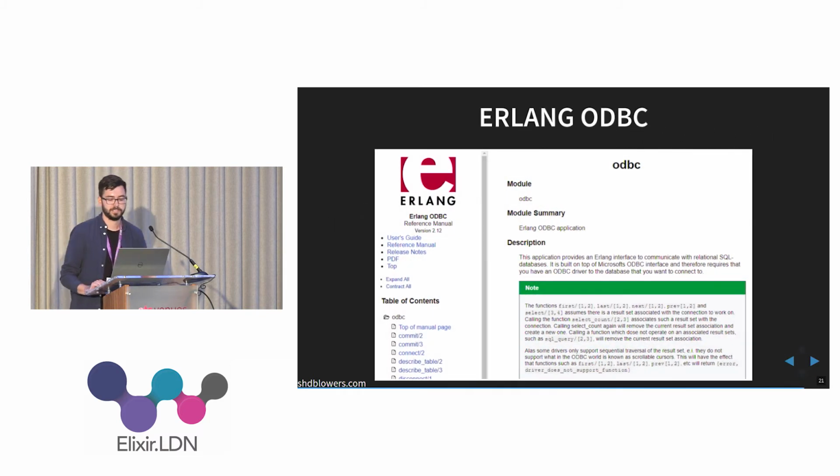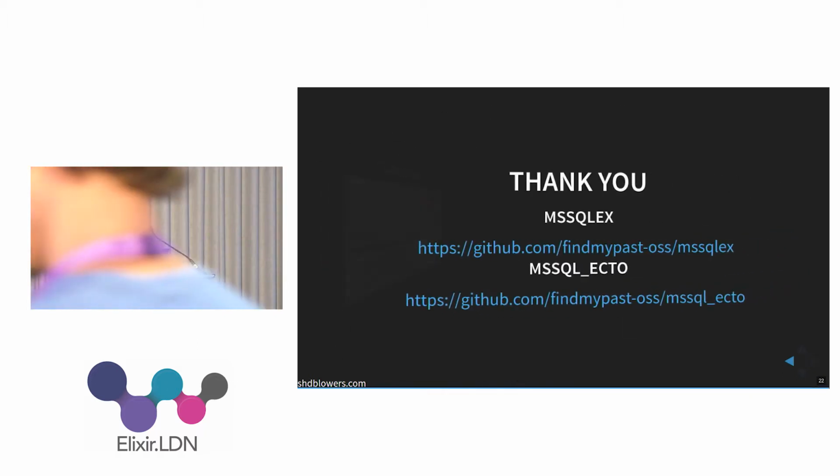So where are we taking the project? At the beginning, I mentioned that we don't fully support all the features of SQL Server. So next comes full support of SQL Server. Unfortunately, the limiting factor is not our libraries, but Erlang ODBC. So we'll be looking at trying to put in some pull requests for that, and any help from the Elixir or Erlang community will be greatly appreciated.